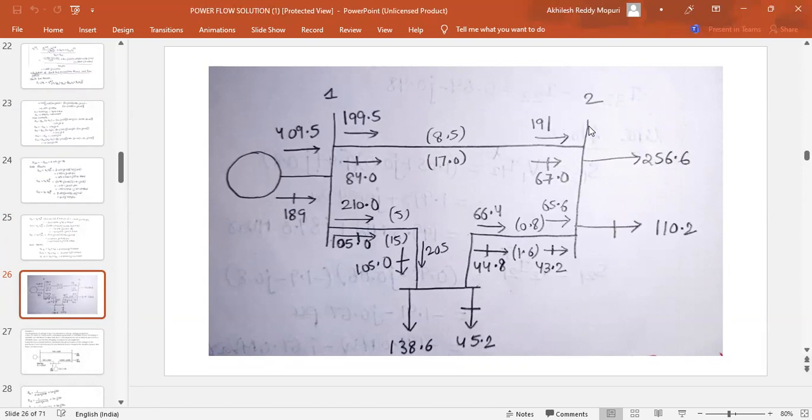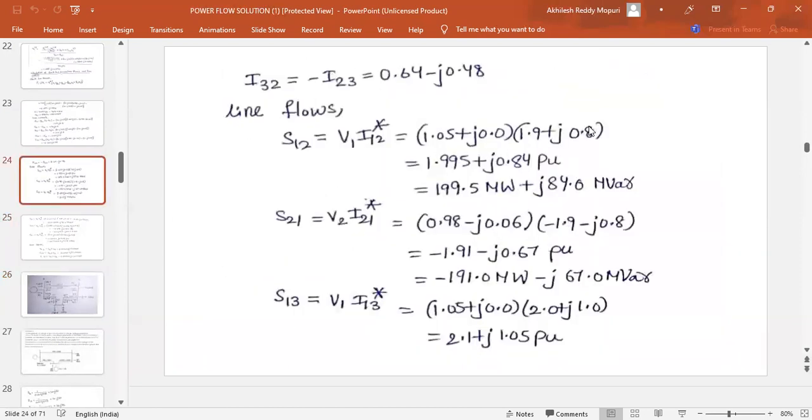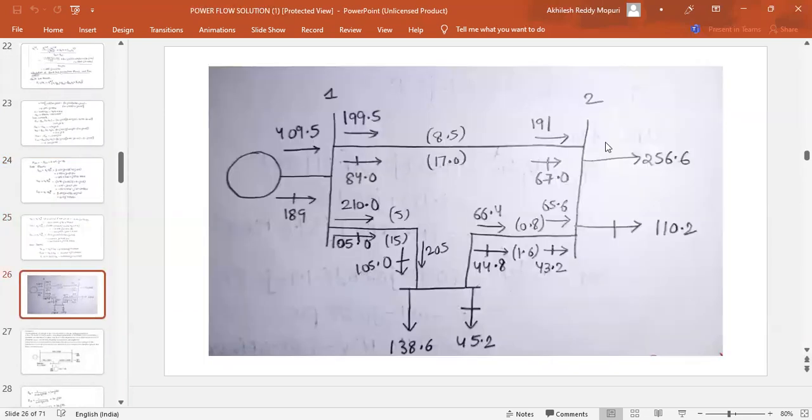Similarly, at bus 2, S21, we will see at S21, minus 199 and minus 67. So, minus 199 means in this direction. So, taking the opposite direction, plus 199 and plus 67. Always, the standard is from the bus away. Away is taken as positive. Since we got minus 199, we will be taking it towards the bus. Similarly, you can fill all the things in this diagram. This is the power flow diagram.